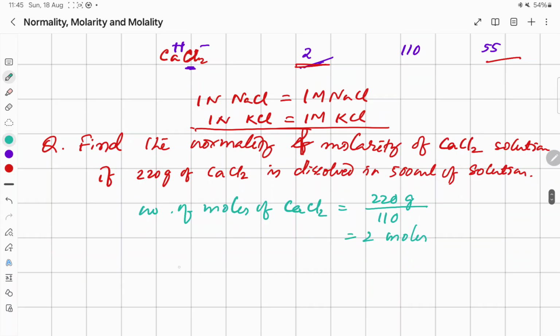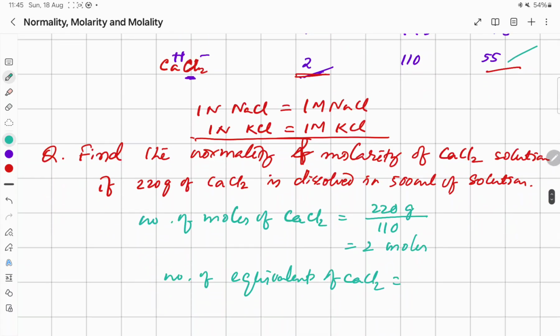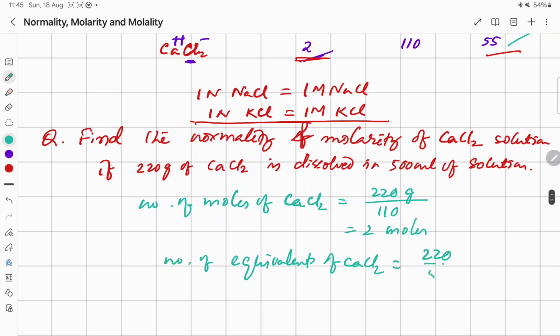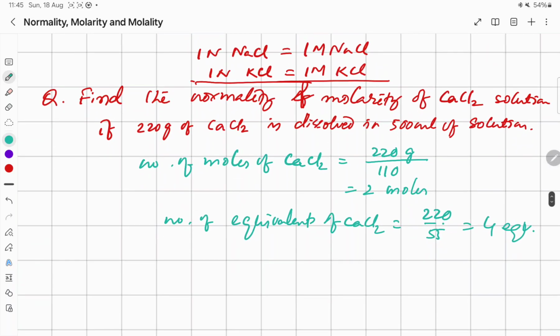And number of equivalents of calcium chloride, and we have calculated that the equivalent weight is 55, so it will be 220 by 55, so it will be 4 equivalents. So per liter of solution, if we would have taken 1 liter of solution, then it would have been 2 molar and 4 normal. And here we have taken 500 ml of solution in this question.